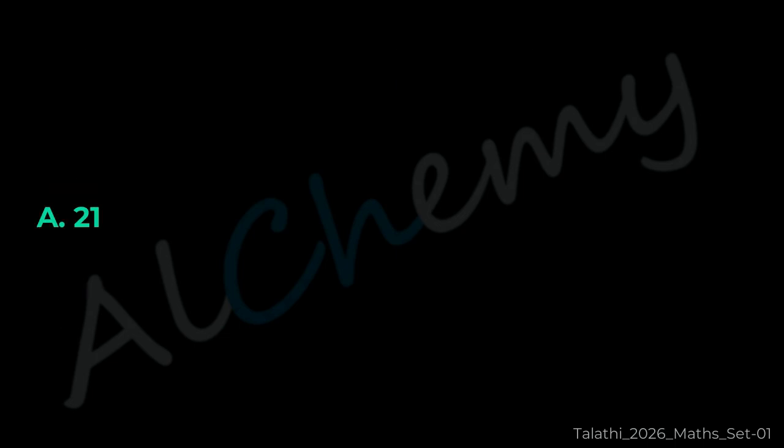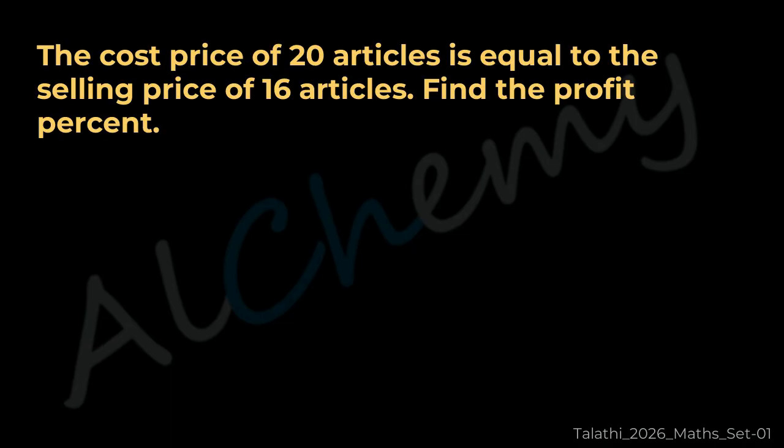The correct answer is A. 21. Question 37. The cost price of 20 articles is equal to the selling price of 16 articles. Find the profit percent. A. 20%. B. 25%. C. 30%. D. 35%.